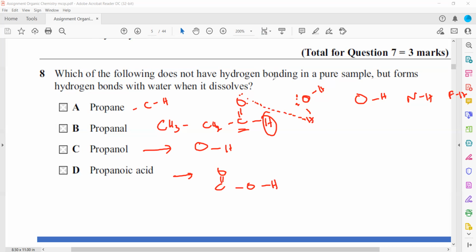So within the molecule, why are they not able to form hydrogen bonds? Because the hydrogen is not attached to the most electronegative element. But when they are mixed with water, because water contains hydrogen attached to oxygen, the molecule also starts to form hydrogen bonding. That's why B is the right answer.